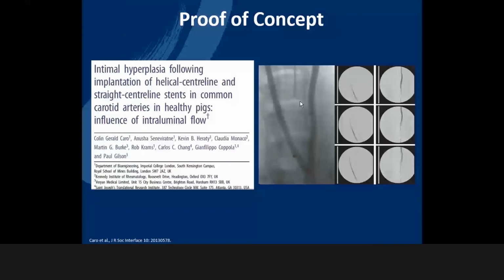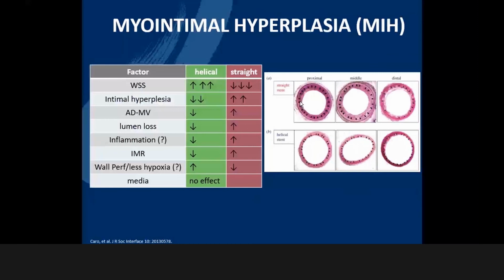And same here, that you have various factors influenced in the helical and the straight stent design, which leads to the more favorable genotype and gene expression. So on the right-hand side, we see here that with the straight stent design, the intimal hyperplasia was much more compared to the helical stent design on the bottom.